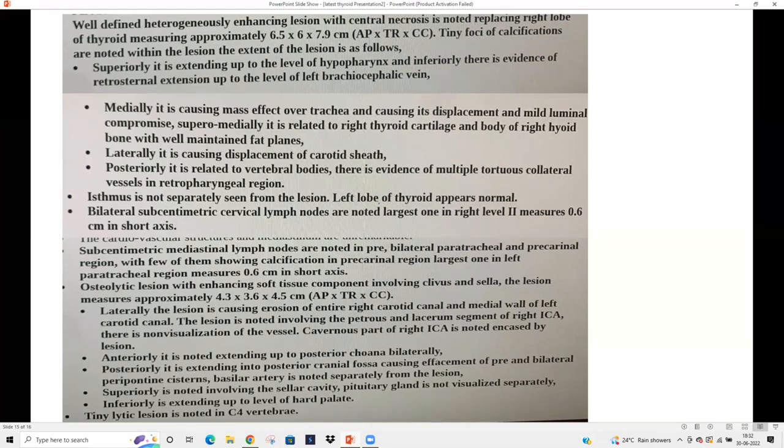So with minimal retrosternal extension. That's about the thyroid, sir, and isthmus and contralateral lobe. Now, actually, they gave left lobe of the thyroid appears normal, but on imaging, it is not there, sir. So I will play the CT scan.